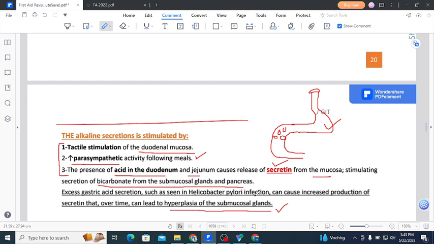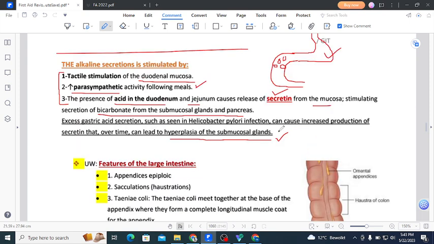But later on, we will see that with H. pylori infection, not with H. pylori infection per se, but in chronic gastritis, initially there is increased acid production, but in the long run, the acid production is diminished in chronic gastritis.